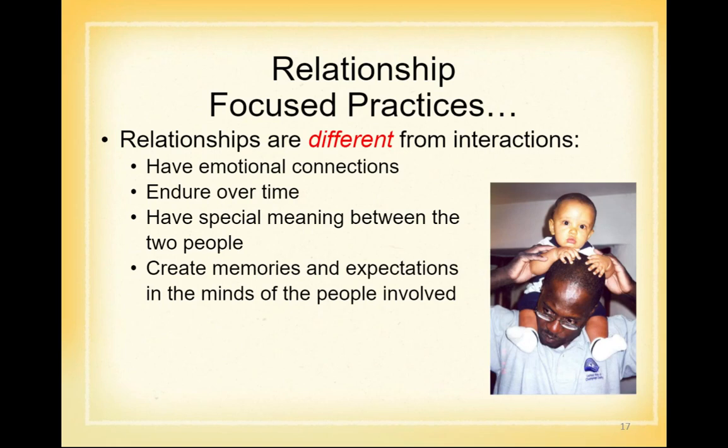Take a look at this slide. I want you to think about a good relationship you have been in your life and what makes it good. How did that good relationship with this person develop? It began by interacting. It's through many interactions over a long period of time that a relationship is formed. Relationships have emotional connections that endure over time. They have special meaning between the two people. They create memories and expectations in the minds of both parties.